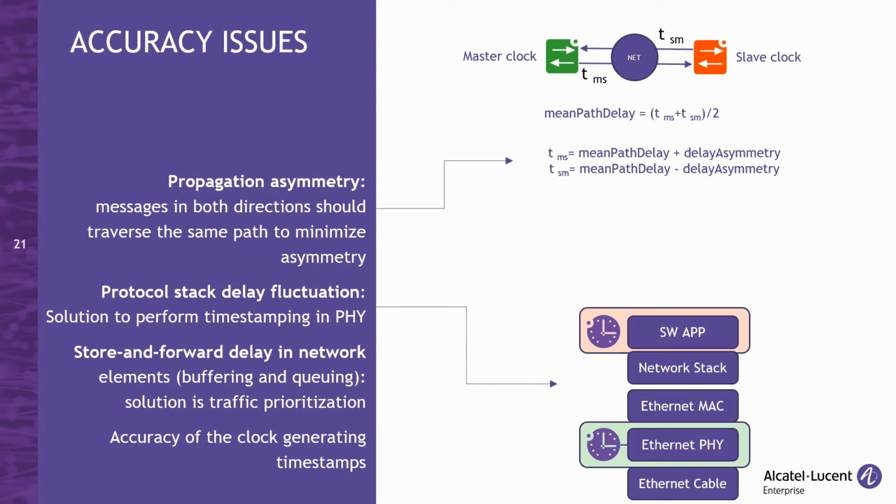In case of timestamping performed at application level by software, a protocol stack will create delay fluctuation. Therefore, it is mandatory to perform timestamping at Ethernet PHY layer for more precise synchronization. In order to avoid any fluctuation due to network congestion and egress buffering and queuing, it is recommended to assign the highest traffic class to PTP protocol messages. Of course, the accuracy of clock itself generating timestamps is one of the factors as well.